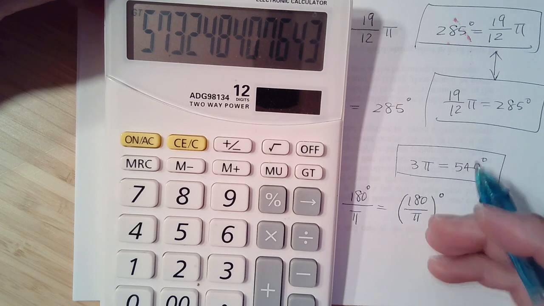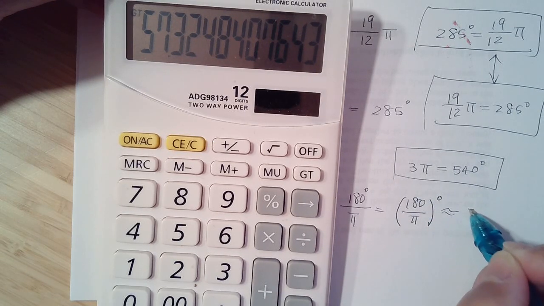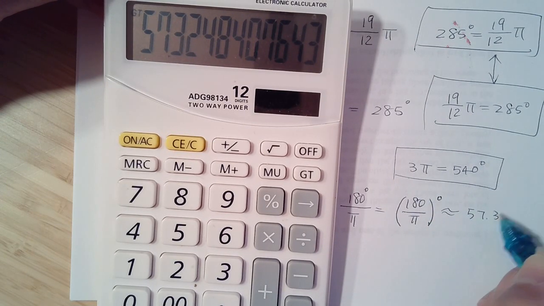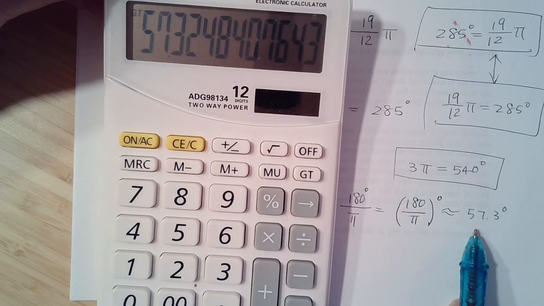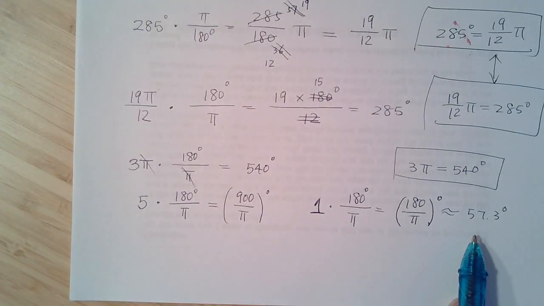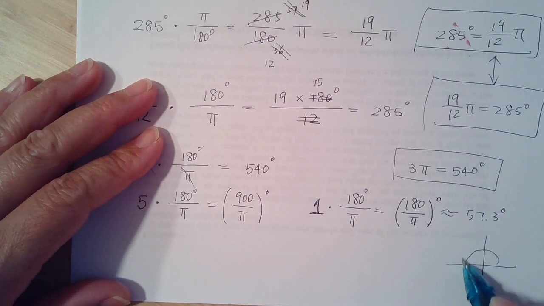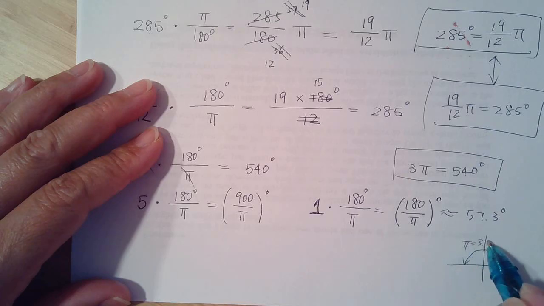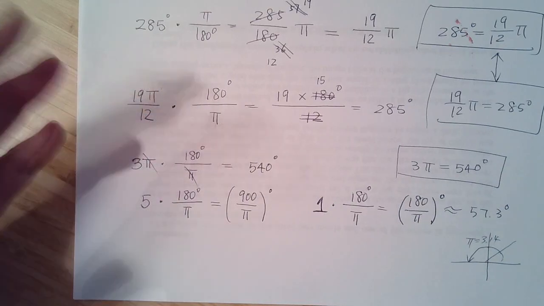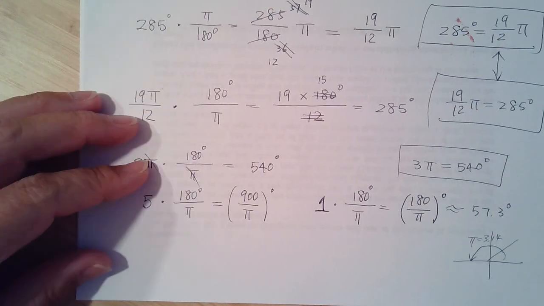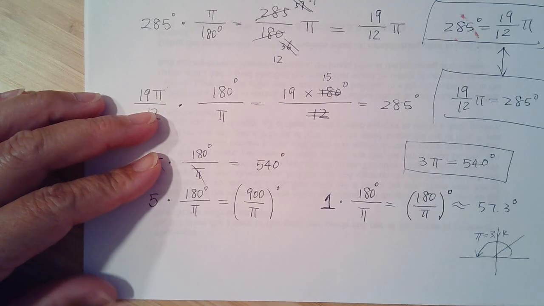Let's see what you have. You get somewhere around 57.3 degree. Did you notice that it's slightly less than 60 degree? It's interesting, right? Because this is pi, so this is 3.14. So 1 radian is slightly less than 60 degree because the 3 of them is 180. Isn't it interesting?